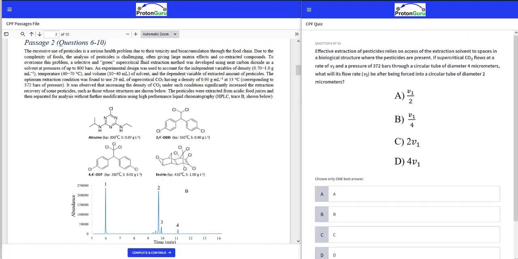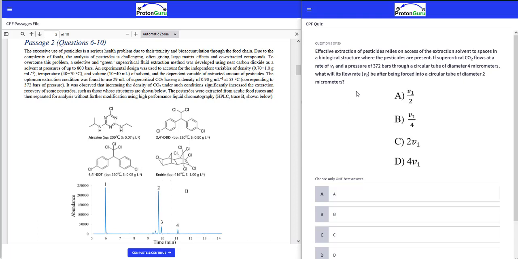Here's another question about the extraction, and this one mentions that effective extraction of pesticides relies on access of extraction solvent to spaces in a biological structure where the pesticides are present. If supercritical CO2 flows at a rate of V1 and a pressure of 372 bars through a circular tube of diameter 4 micrometers, what will its flow rate V2 be after being forced through a circular tube of diameter 2 micrometers? So it sounds pretty complicated, but they're giving us a lot of details we don't need.